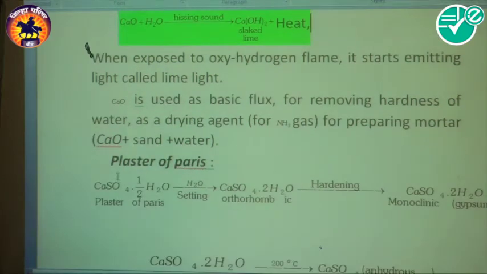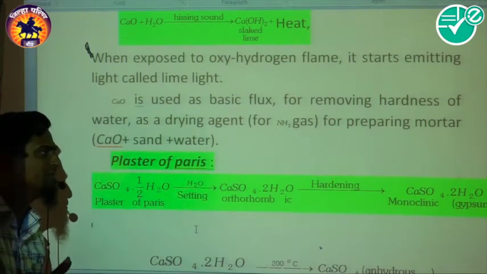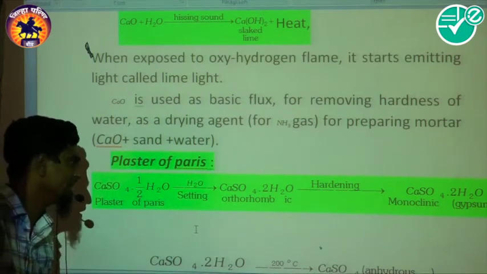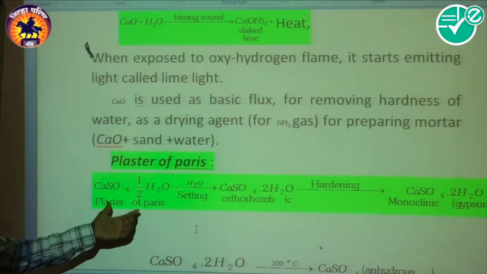Next compound is plaster of Paris. What is plaster of Paris? See here. Plaster of Paris is nothing but the sulfate of calcium, hemihydrated. Calcium sulfate hemihydrate, that is plaster of Paris.